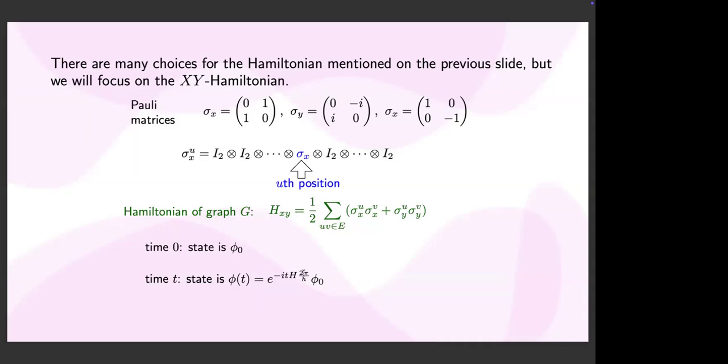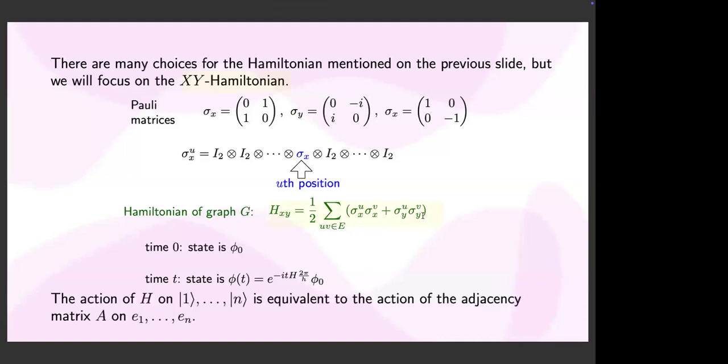There are other choices that you could have made for the interactions, and we have chosen this one because it corresponds very nicely to the fact that the action of this H is equivalent to the action of the adjacency matrix. So a priori, this thing should live in a space that's C^(2^n), but you can model it by an n by n matrix, which brings us to the adjacency matrix of a graph.